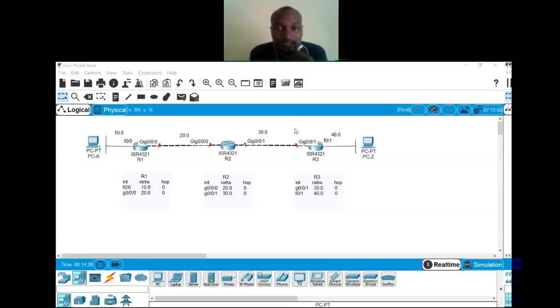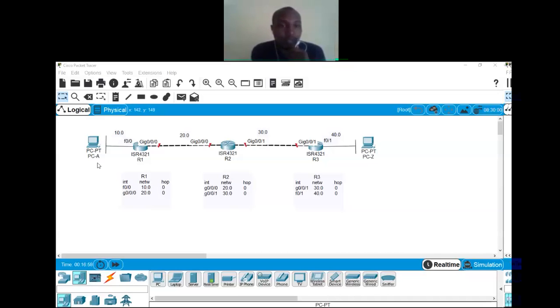Yes. Question. Okay. So once the data has failed, how will PCA be able to ping router 2? Unless you introduce a routing protocol, this was my question. Unless you introduce a routing protocol, then these devices won't be able to communicate.